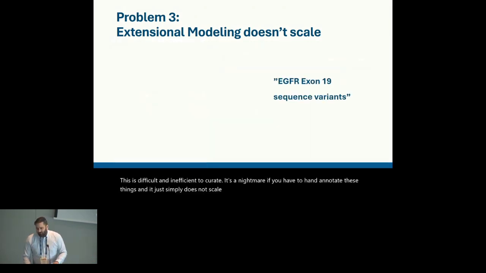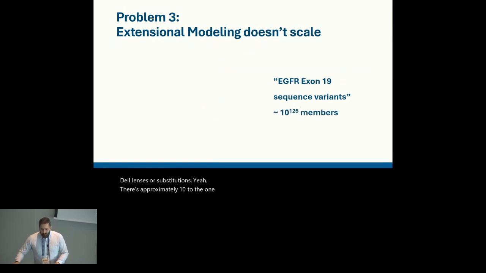So for an example, let's say we're talking about EGFR exon 19 sequence variants. And I'm going to tie one hand behind my back and say we're only going to talk about the length neutral ones. So no net insertions, no net deletions, just delins or substitutions. There's approximately 10^125 of those. So that's a big number, but how big of a number is it?